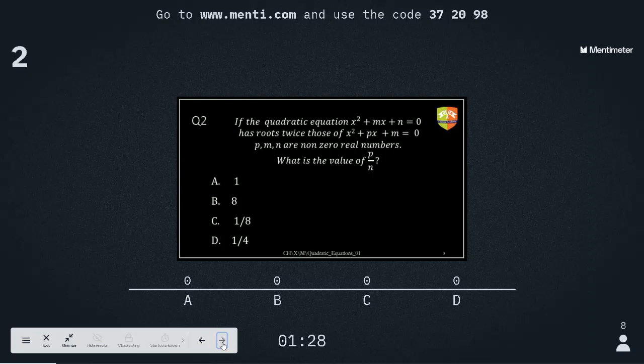Read the question carefully and then solve. Patience would be required. Do not rush through. No problem, Aryan. Chalo, come on, solve.